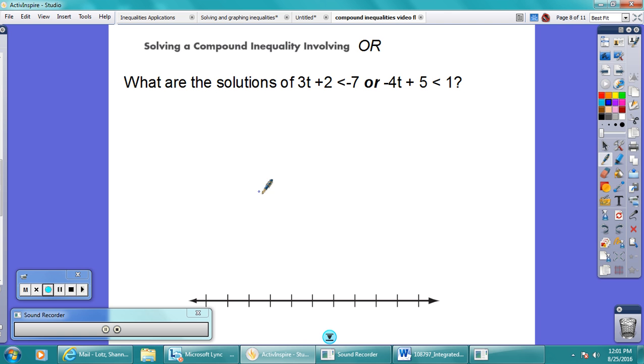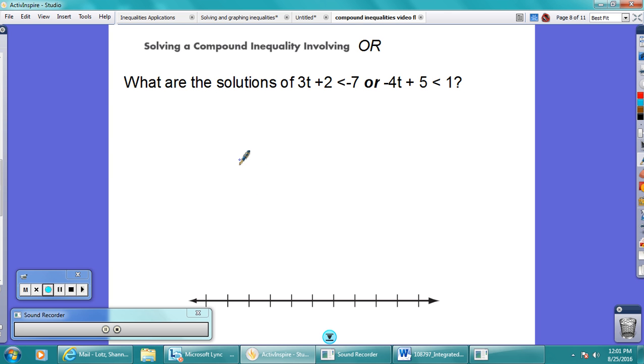Now, solving a compound inequality involving OR. Well, that's simple. You're just solving 2 inequalities. Nothing has changed. When you graph them, your arrows will go in opposite directions. There's going to be nothing in between. This is the same way we've solved. Now you just have 2 to solve.